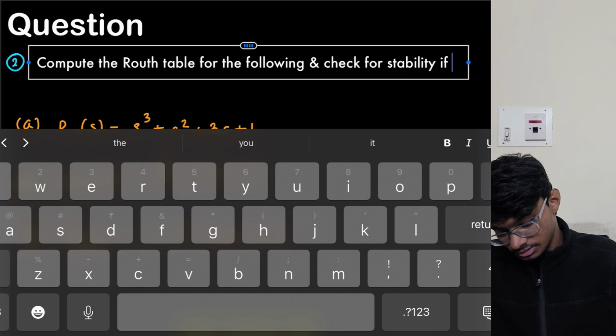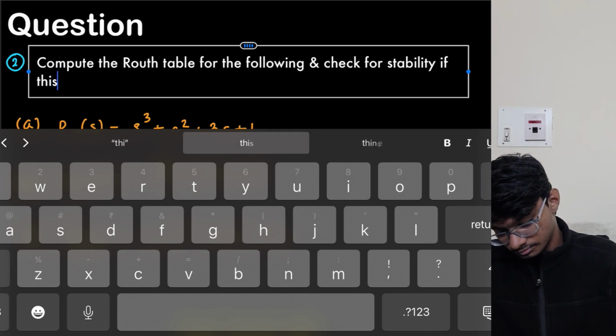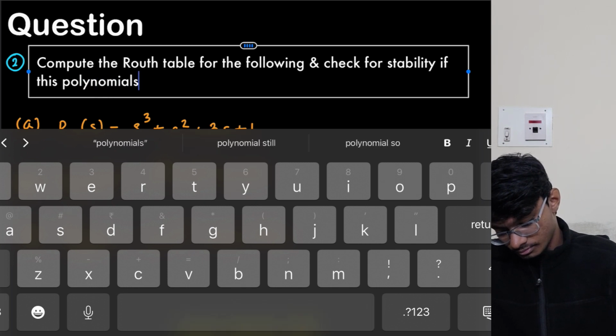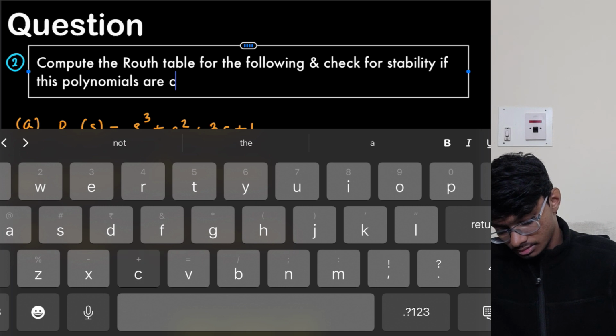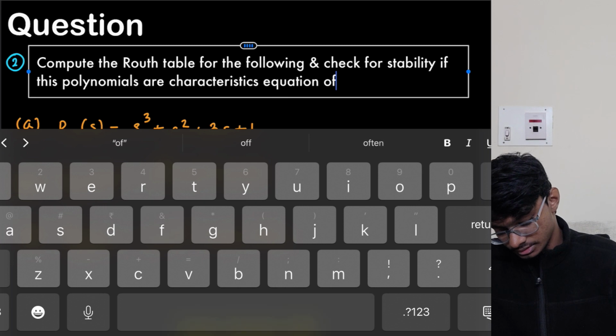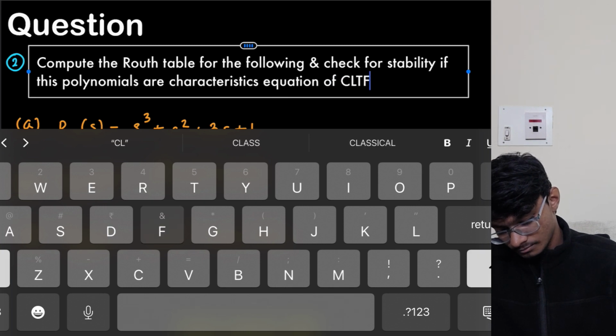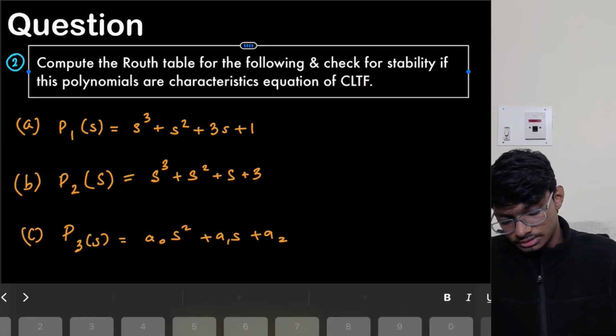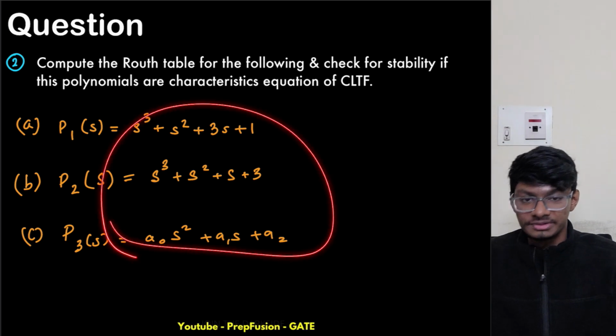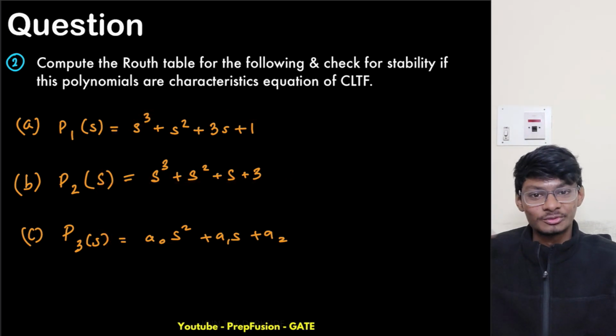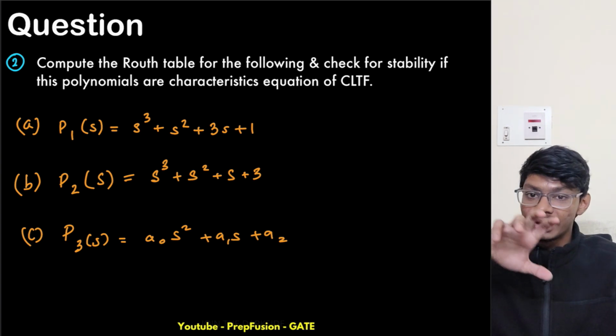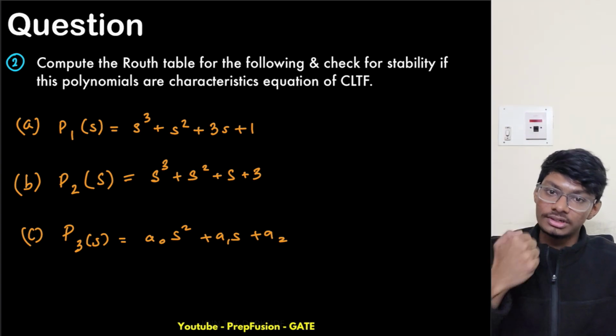If these polynomials are characteristic equations of the CLTF, tell me which of these will be stable. These two are basically the same example. I told you the root-side solution, but you compute the Routh table and practice by yourself, then we'll solve this in the next lecture.